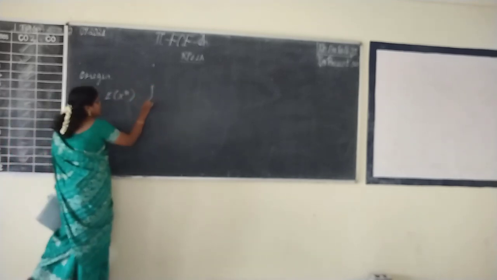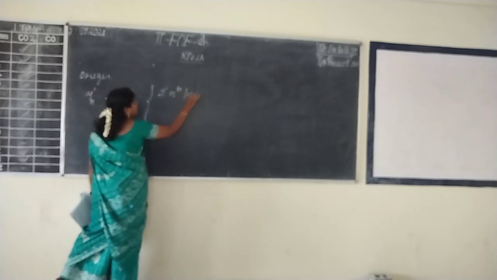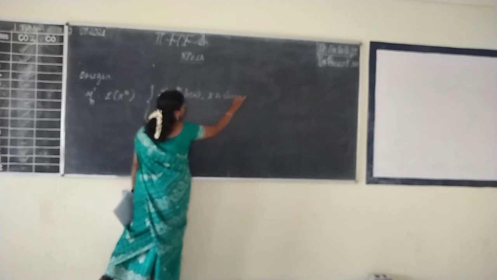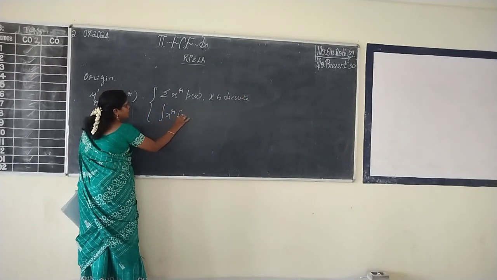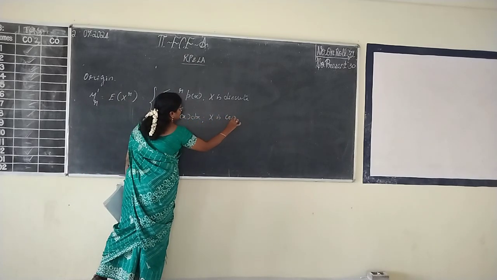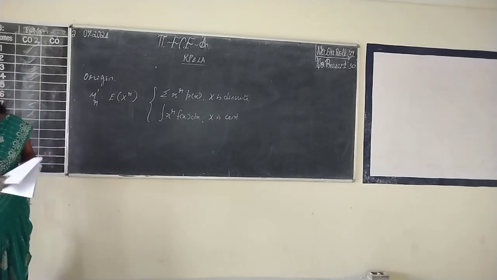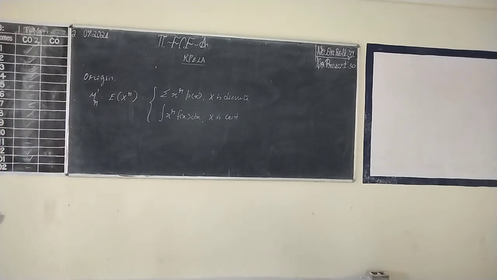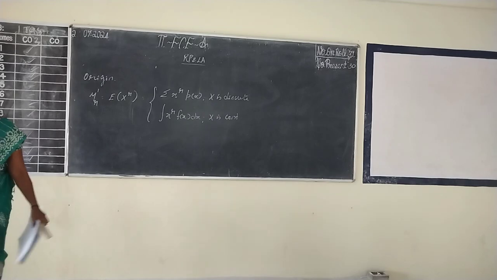So it will be defined as summation of x power r into p of x if x is discrete, and it is integral of x power r f of x dx if x is continuous. First case x is discrete. We are having two variables, right? Discrete and continuous. For both we should know the formula.